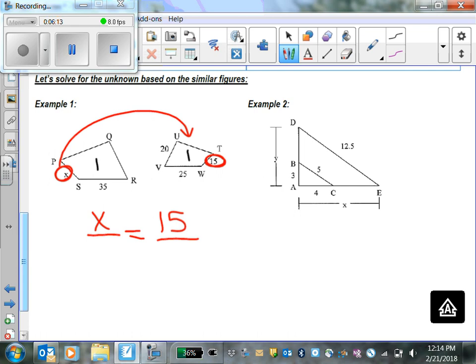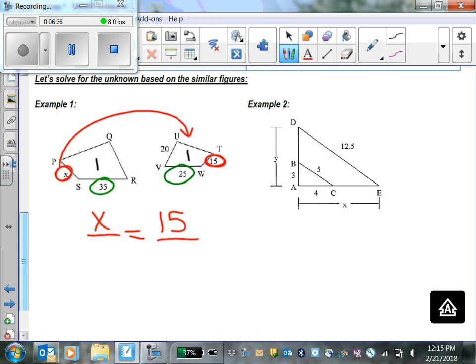What's another pair of corresponding sides that we could use? What's another pair? Coco. Yes, but I'm looking for numbers. So what numbers? 35 and 25. Does everyone see that?